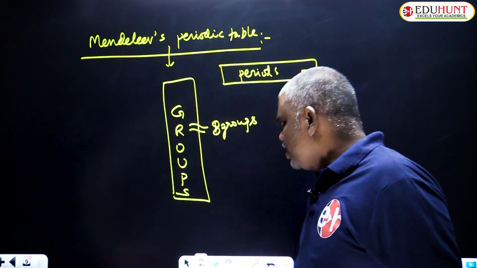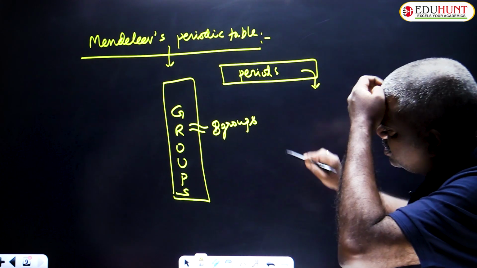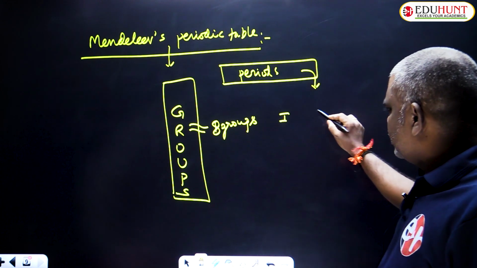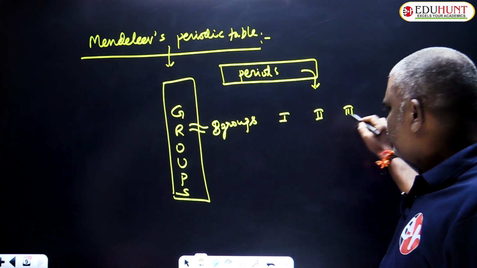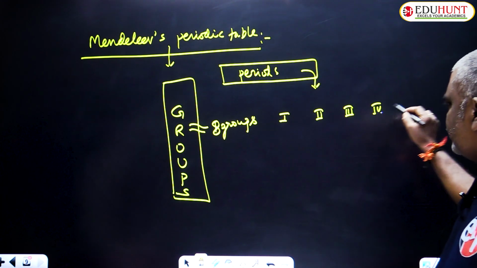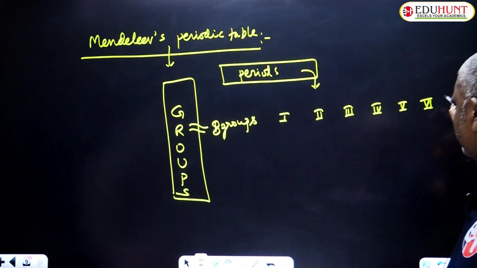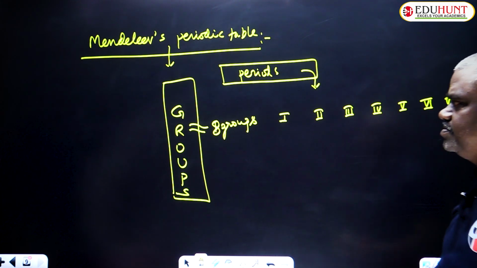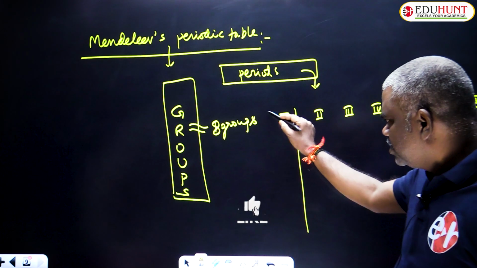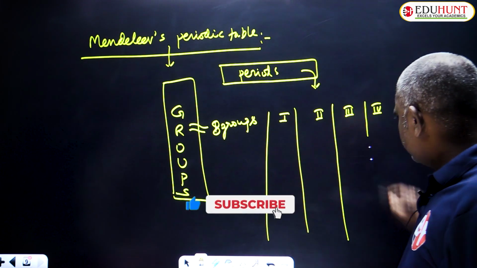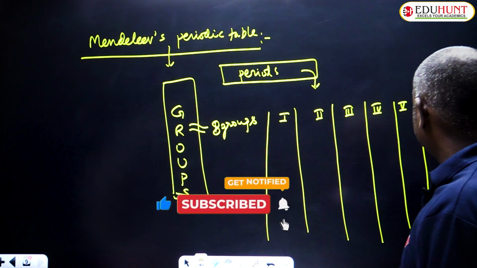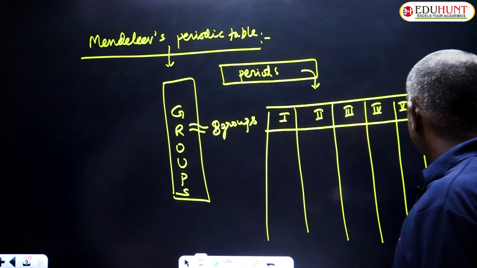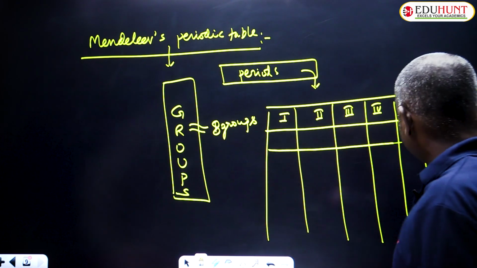See, generally Mandeleev considers the elements like this. It is group 1A, second group, third group, fourth group, fifth group, sixth group, seventh group and eighth group, like this. These are known as groups. And the horizontal rows are called periods.